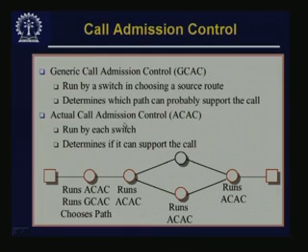Actual call admission control is run by each switch. So, in the beginning we will run a GCAC as well as an ACAC, and the intermediate switch will simply run an ACAC, which is the actual call admission control, that is, whether right now that the request has come to this switch, it can handle this request or not. So, this is the protocol which is running.